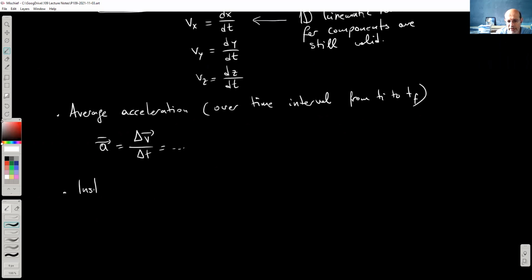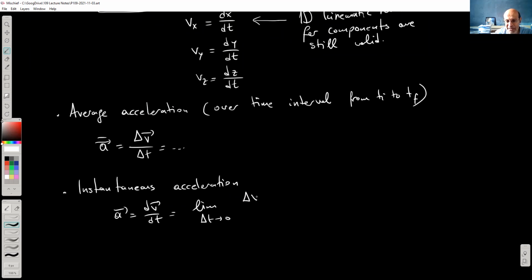But the important quantity is the instantaneous acceleration, right? Sorry, I said velocity. It's the time derivative of the velocity, which is the limit of the average acceleration.